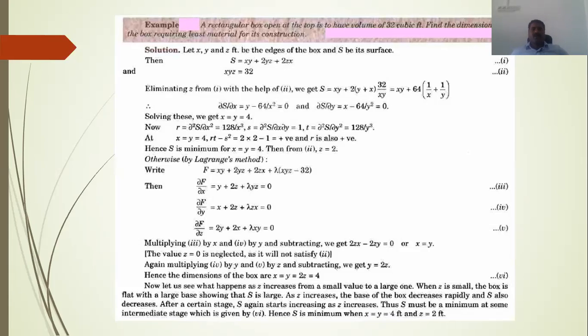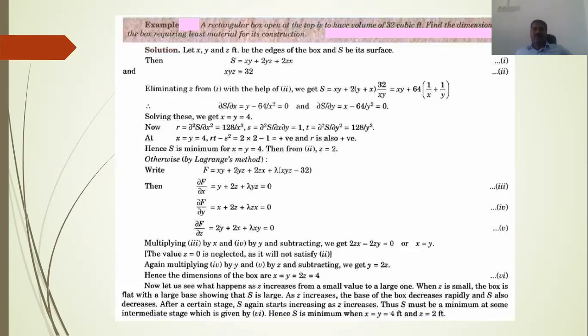Now, the volume should be, there's a constraint here, no? The box open at the top is to have the volume 32 cubic feet. So the volume is xyz equal to 32. That's fixed. That's the constraint. Now, with this constraint, we have to find the least material, the least dimensions over there.